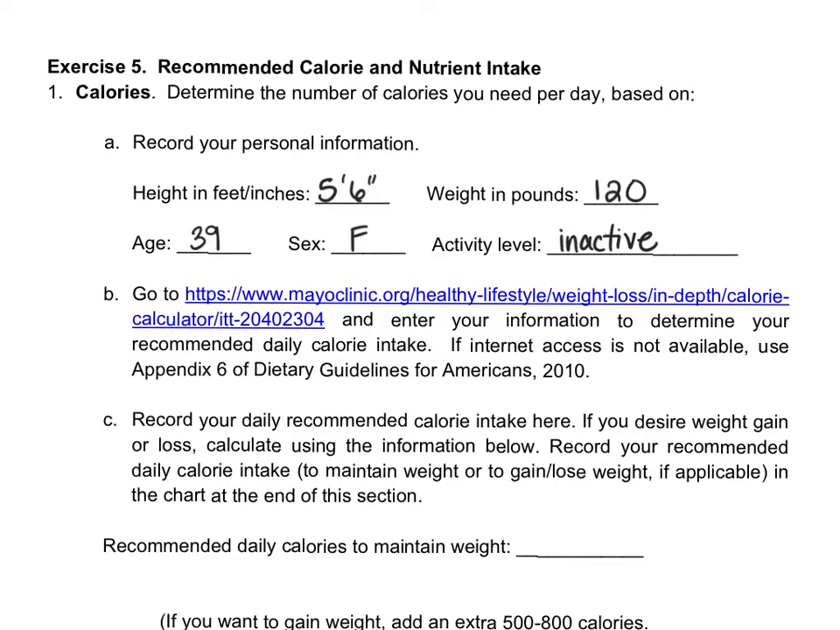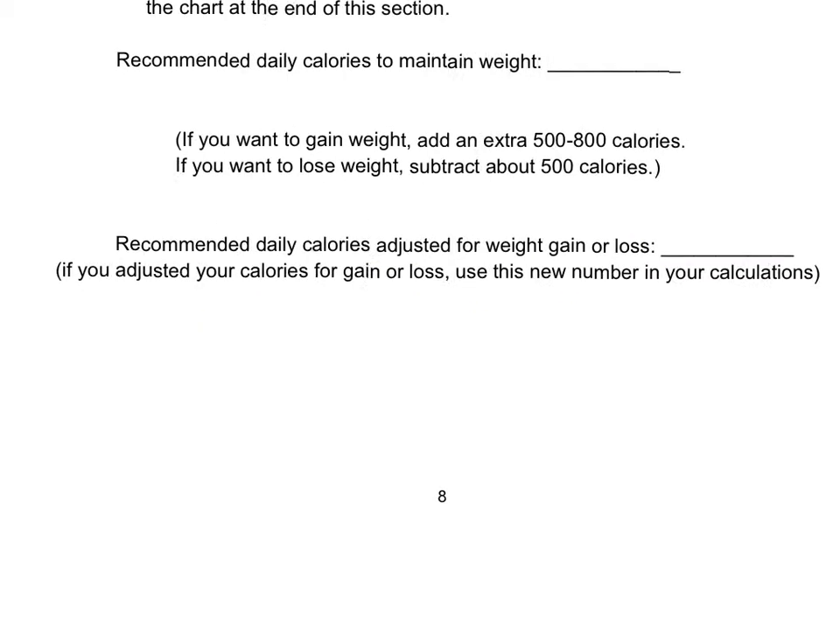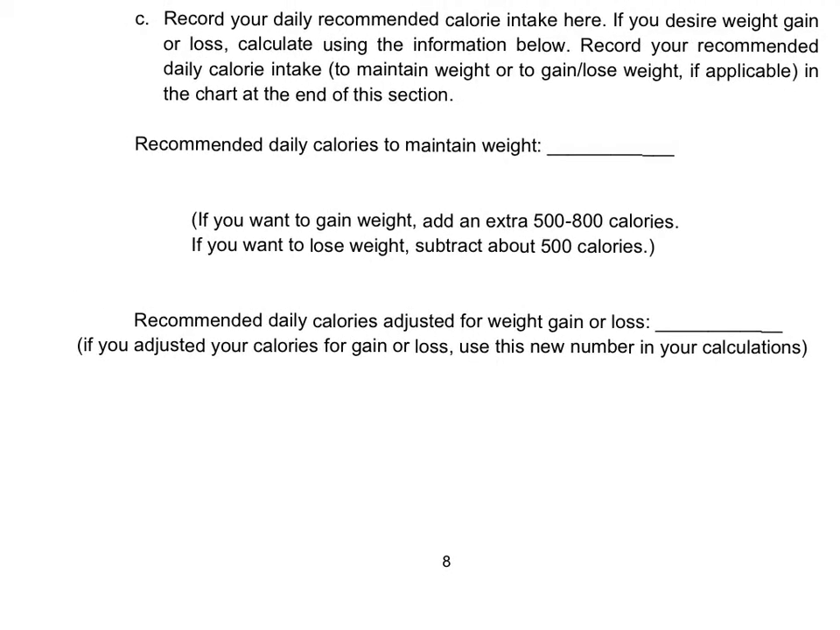So after I fill this out, I go here, which I already did, so I'm going to put in that information here. So you'll click on here and you'll enter in this information, and then it's going to tell you in a couple of screens what your daily calories should be. So your recommended daily calories to maintain your weight. So I got this number, 1,550 calories.